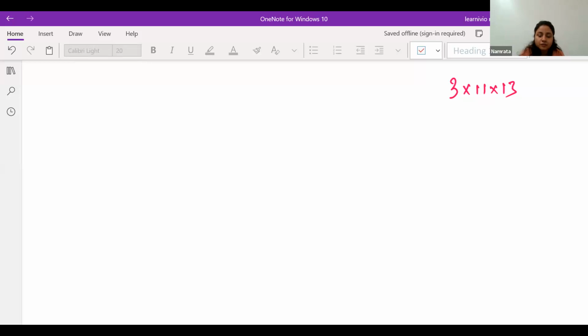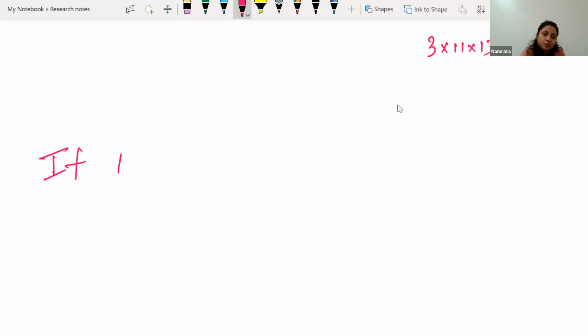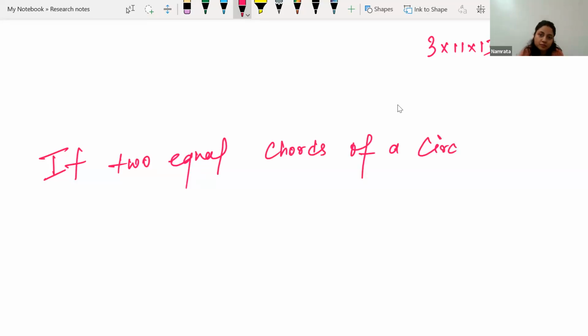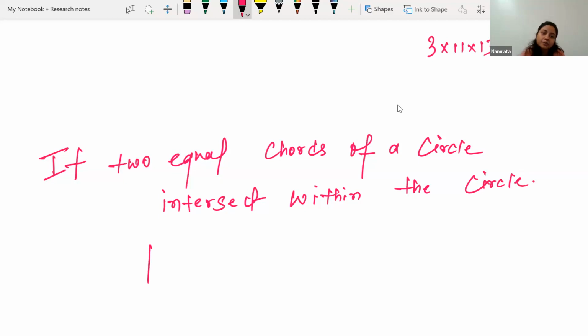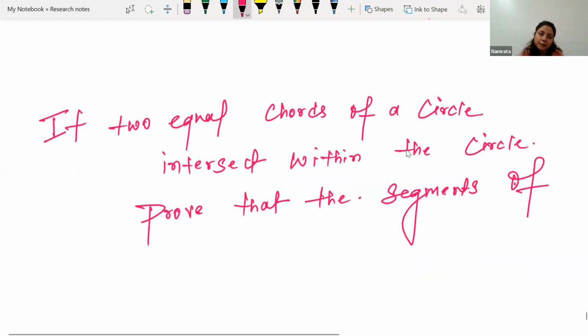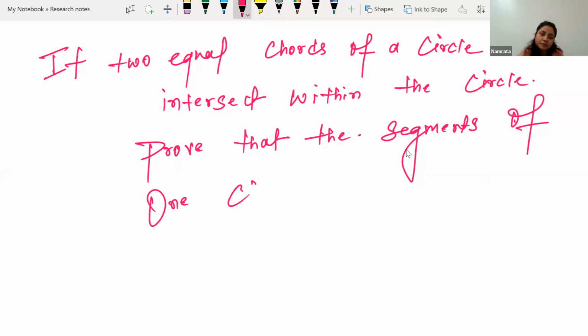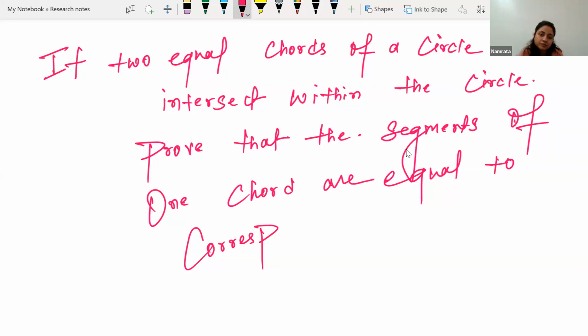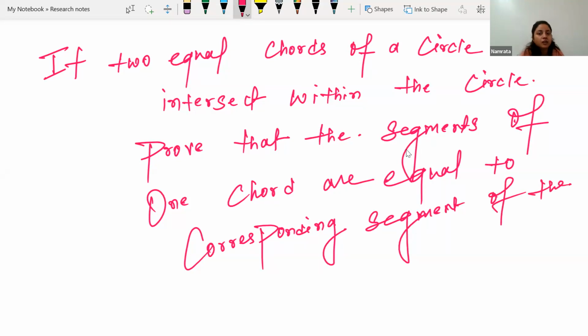Okay. So we are having the theorem which says that if two equal chords of a circle intersect within the circle, prove that the segments of one chord are equal to the corresponding segments of the other chord.